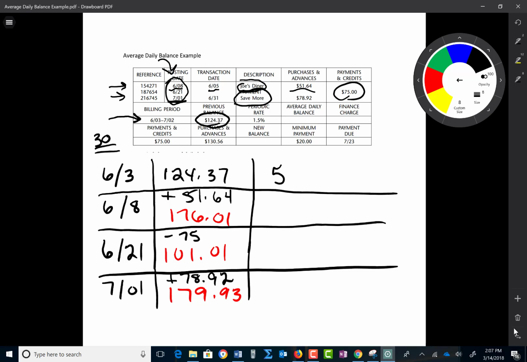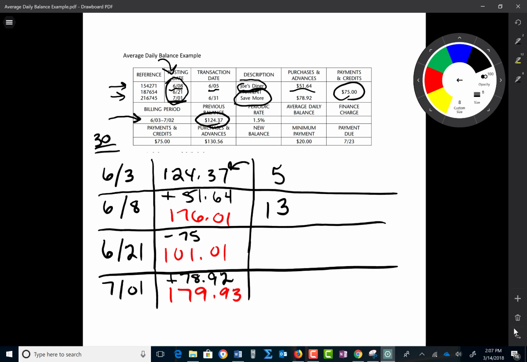That's in my transaction list there. So the first balance that I had of $124.37 stayed that way for 5 days, from the 3rd to the 8th. Then I made that purchase, and it stayed that way from the 8th to the 21st, which was 13 days. Then I made a payment on the 21st.